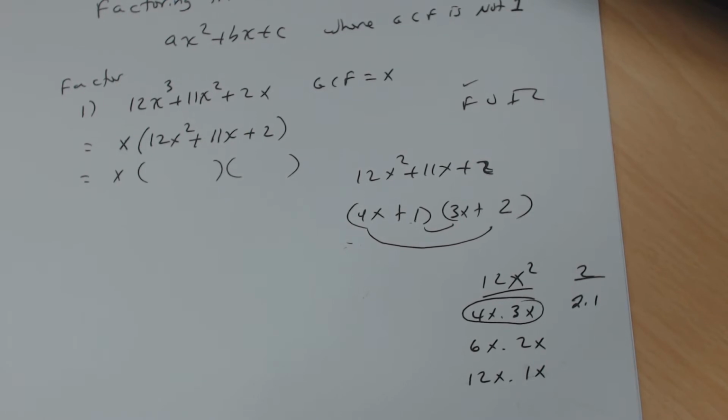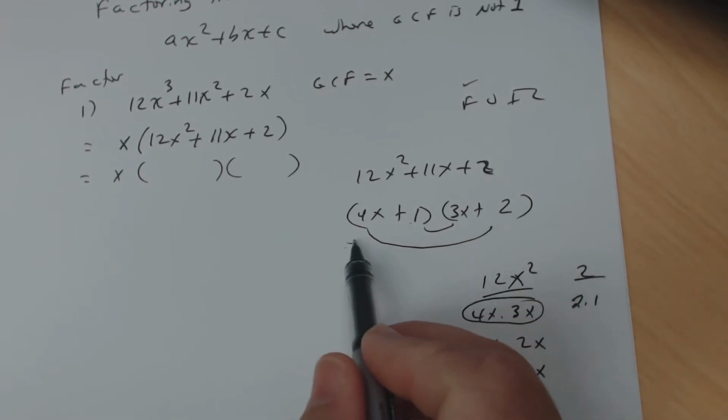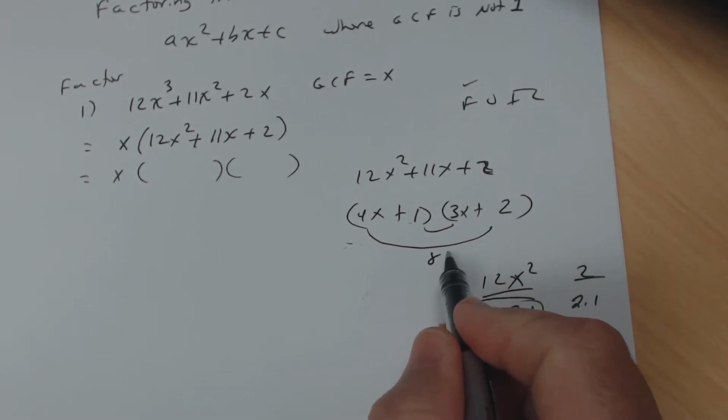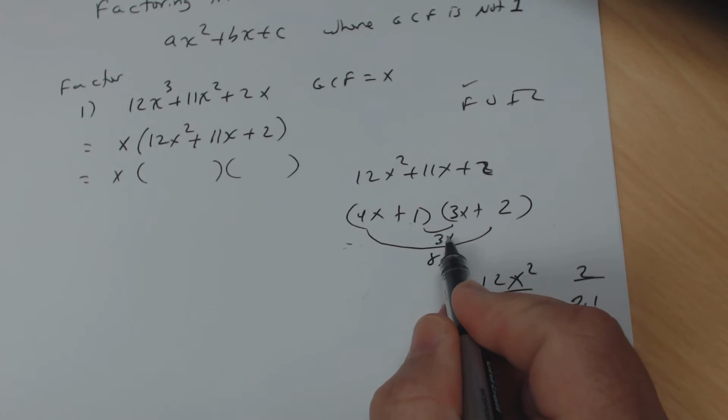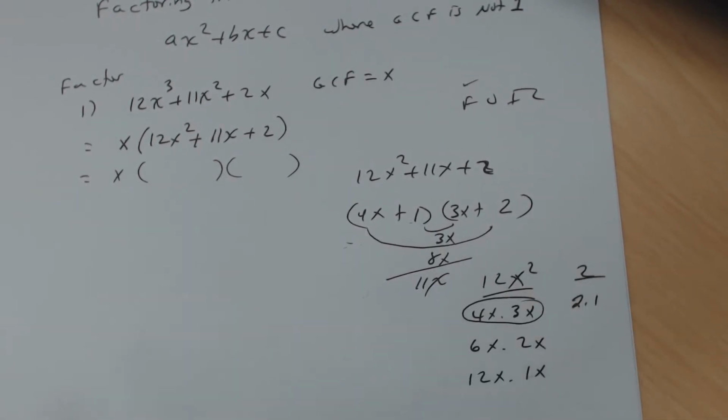All right, so be strategic. Think about this. So I get the outer is 8x. The inner is 3x. Positive 8x and a positive 3x. I'm going to add them up. I do get 11x. So there's your answer.